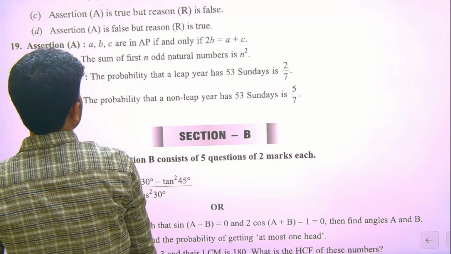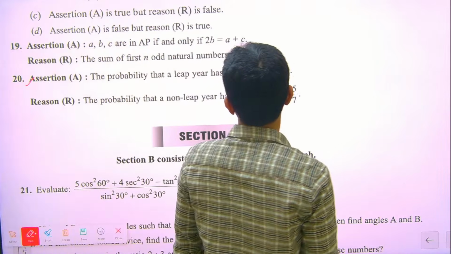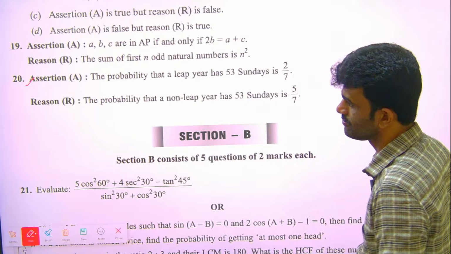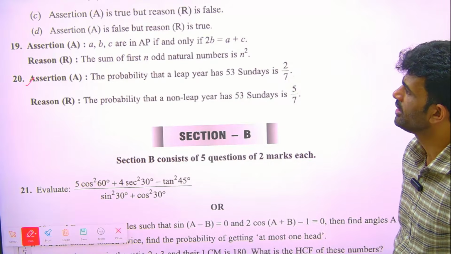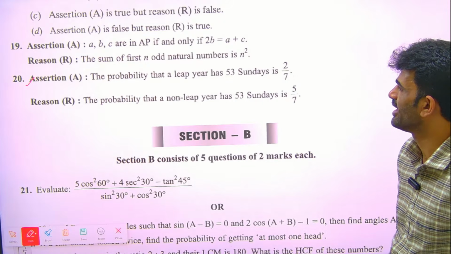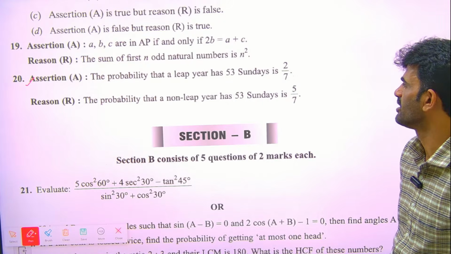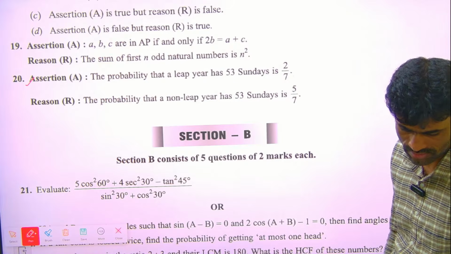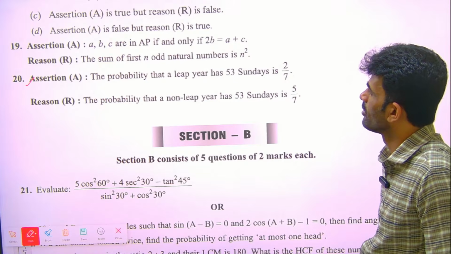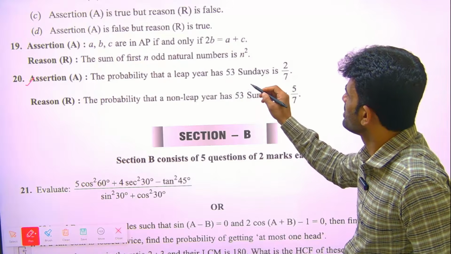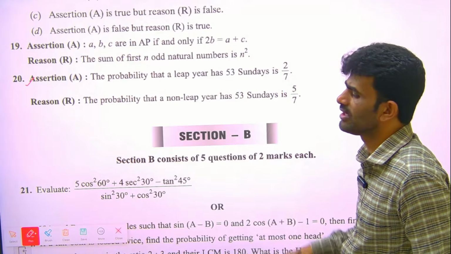Now question number 20, the probability that a leap year has 53 Sundays is 2 by 7. The probability that a non-leap year has 53 Sundays is 5 by 7. Do you remember about this? Leap year, 53 Sundays.